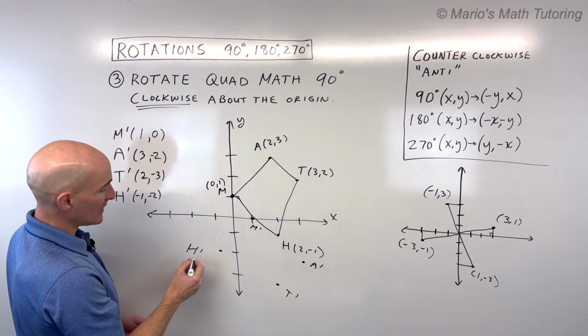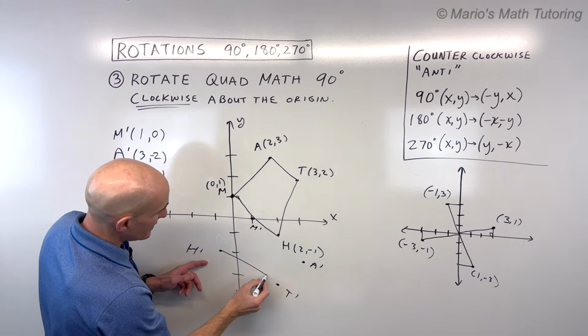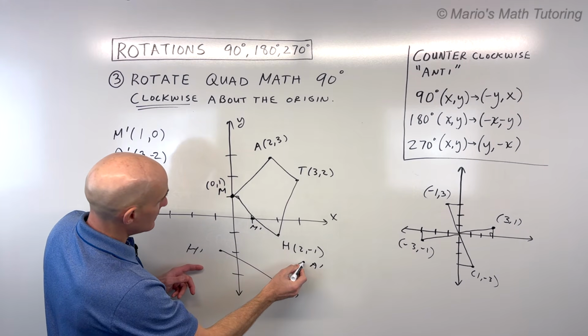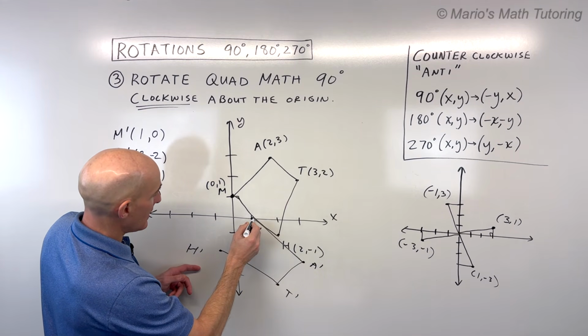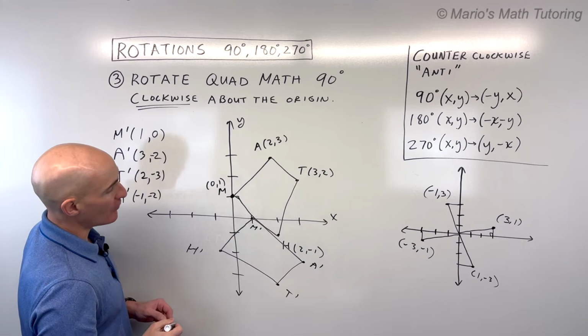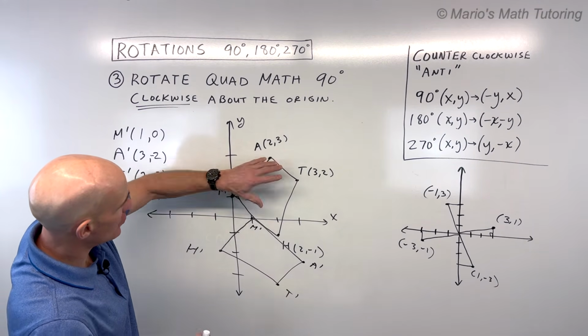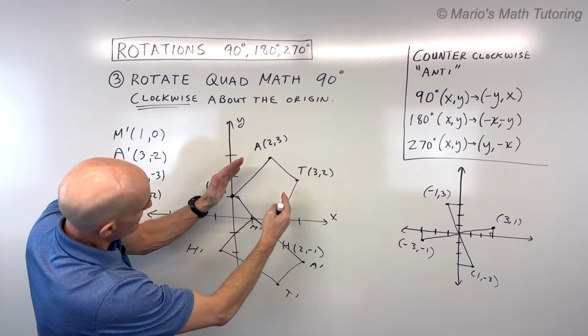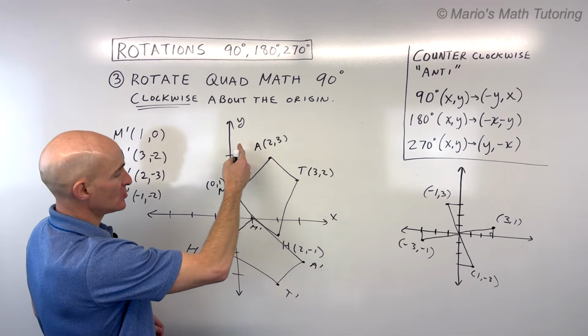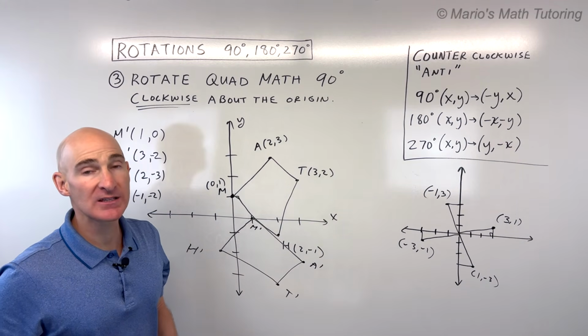Okay, so let's go ahead and connect those up. Let's see what this looks like. Okay, like that. Something like that, roughly. So a little bit distorted because of the scale, but you can see you're rotating it 90 degrees clockwise or 270 degrees counterclockwise, and you got it.